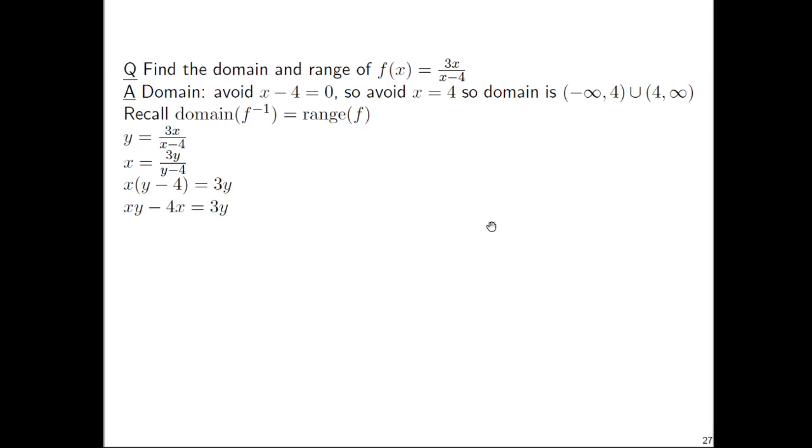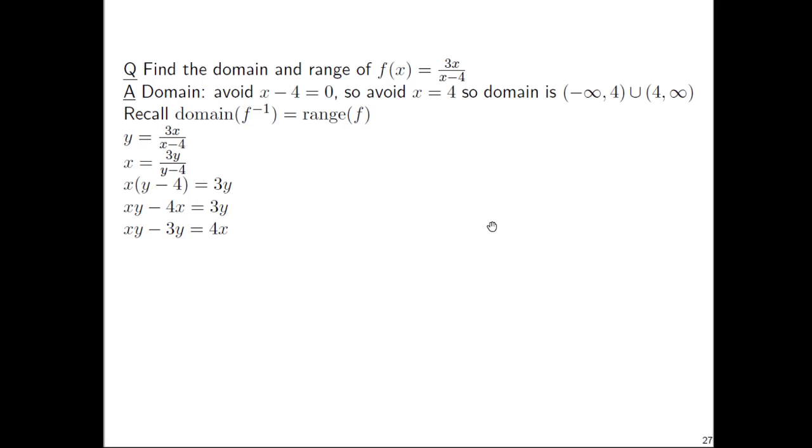There are still y's on both sides, but now there are multiple terms on the left side. So let's get all terms with y on one side and all terms without y on the other side. So subtract 3y on both sides, add 4x to both sides. And now both terms that have y are on the left side. xy minus 3y is equal to 4x. What are we going to do here? We've got two terms with y and we need to solve for y.